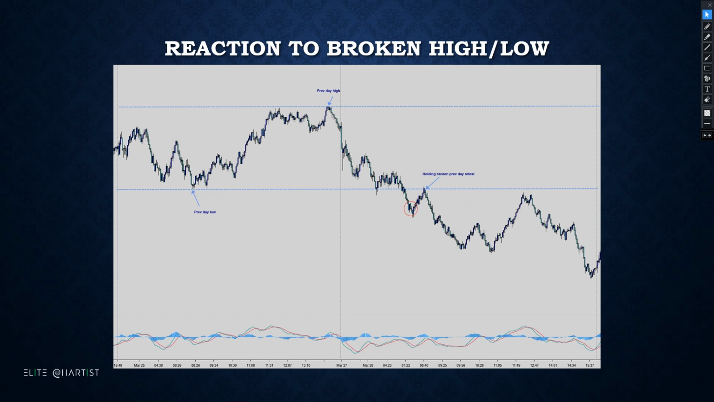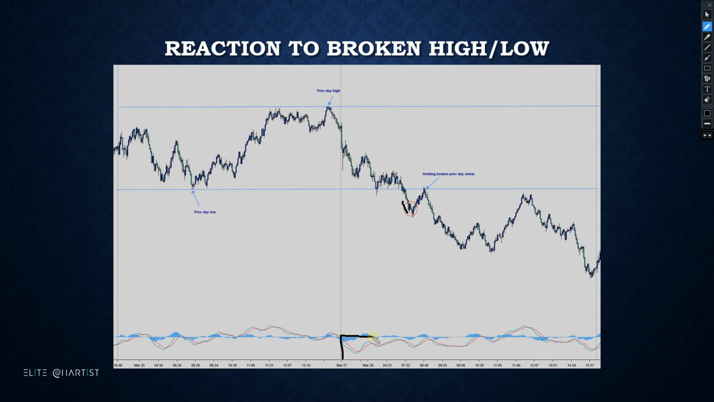something that I kind of mentioned before, which is when you're on these outside days, you want to pay attention to the reaction when price comes back to the broken high or low, previous day high or low. So let's look at this example. 7:45 a.m. We already know we're outside.